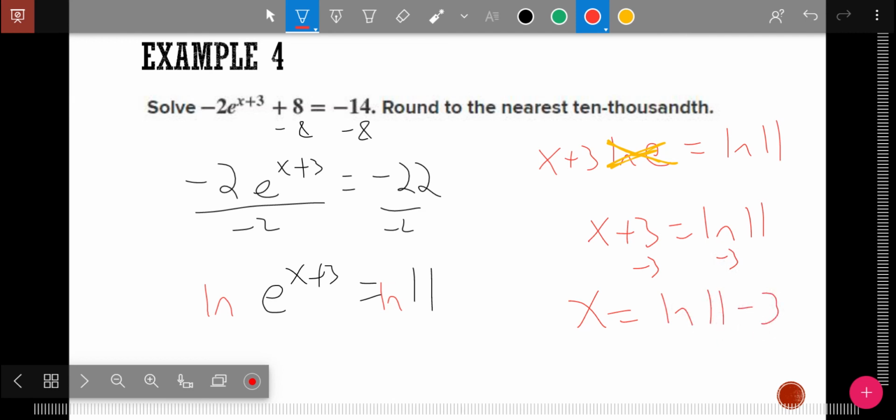So take a calculator. Do the natural log of 11 minus 3. And I get on my calculator screen that x equals, it said 10 thousandths, so that's 4 decimal places. Oops, it's a negative though. So I should start with negative 0.6021.